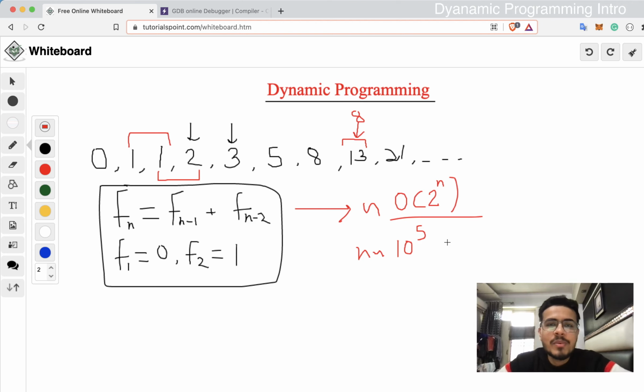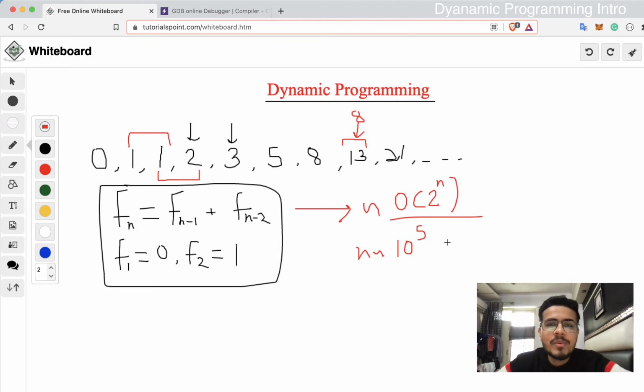Now of course, for finding the value of 5, we have to call the Fibonacci of 4 and the Fibonacci of 3, and find their sum, right? And for 4 also, we have to find the Fibonacci number 3 as well as the Fibonacci number 2. And for 3 again, we have to find the Fibonacci number 2 and the Fibonacci number 1. And for 3, we have to find the Fibonacci number 2 and 1.